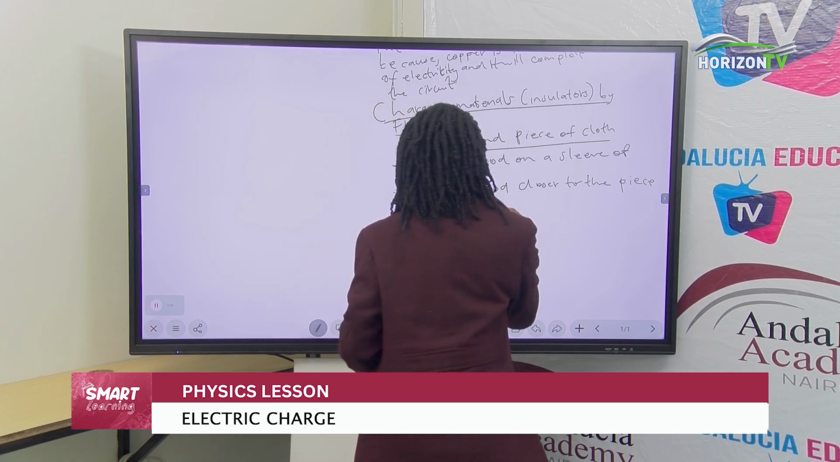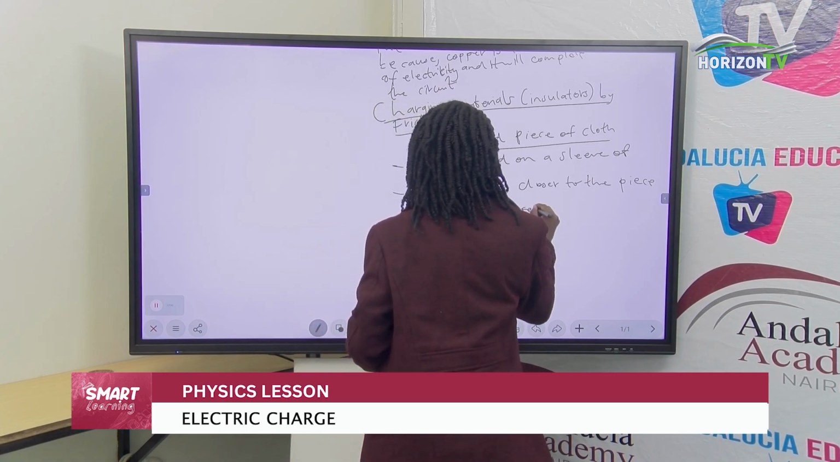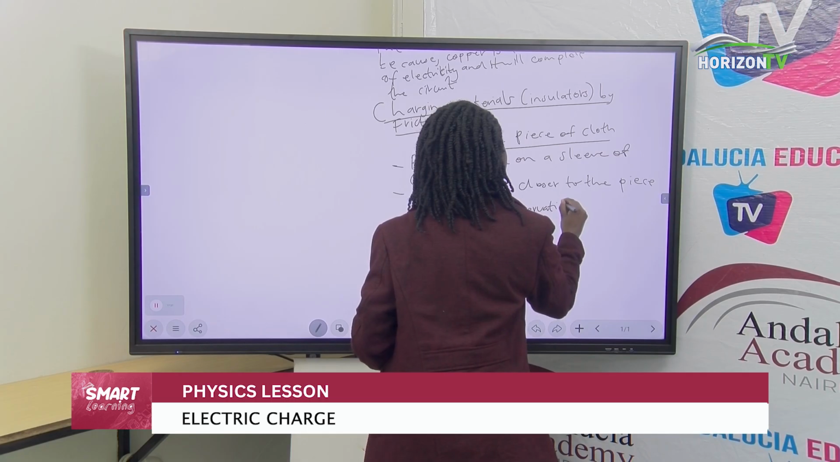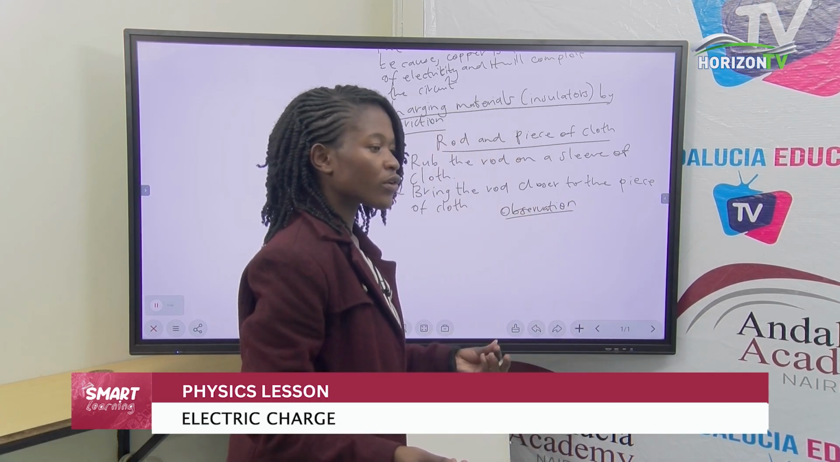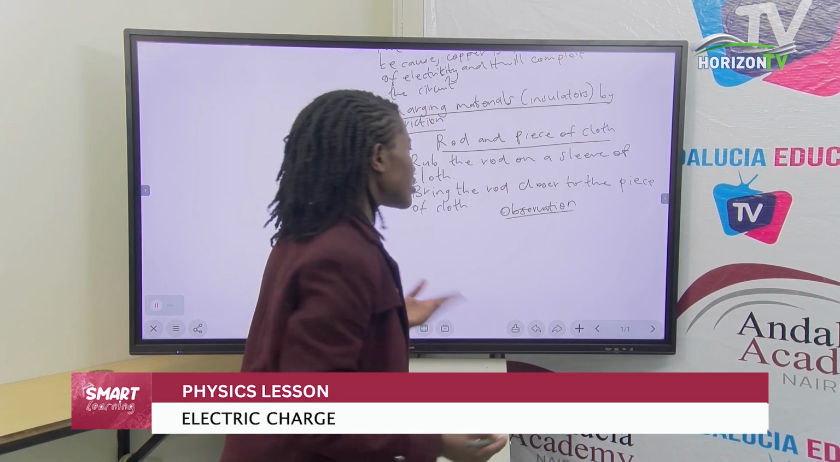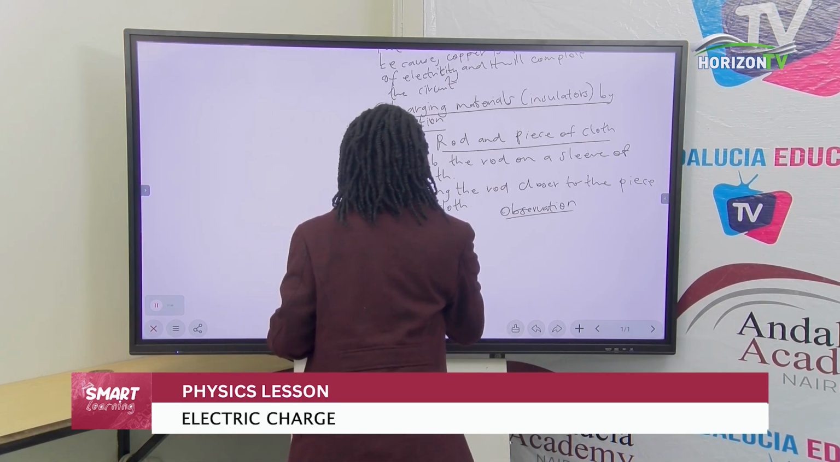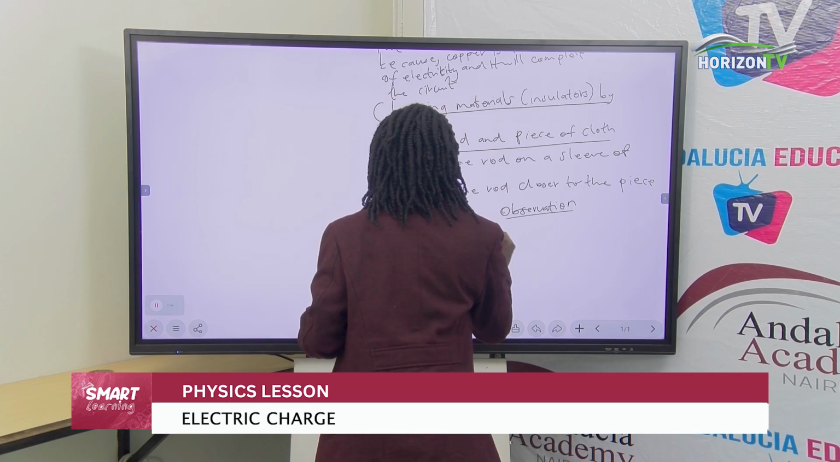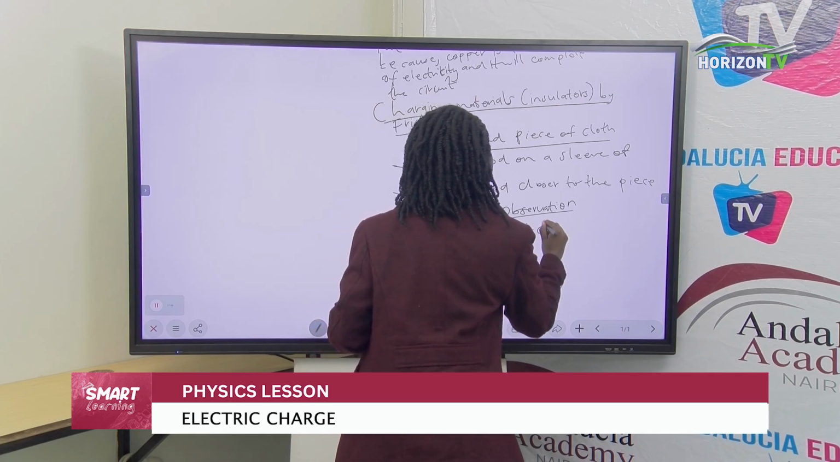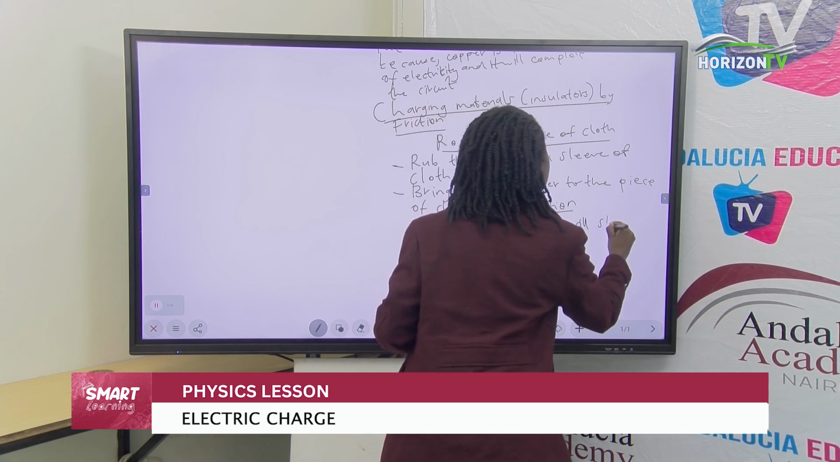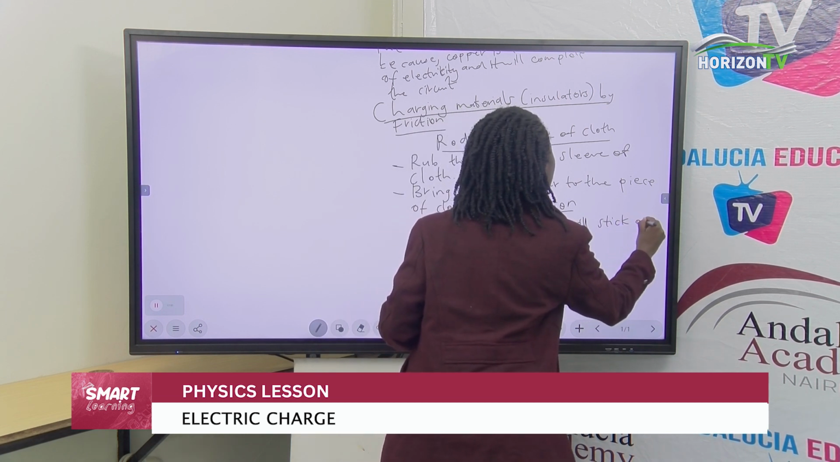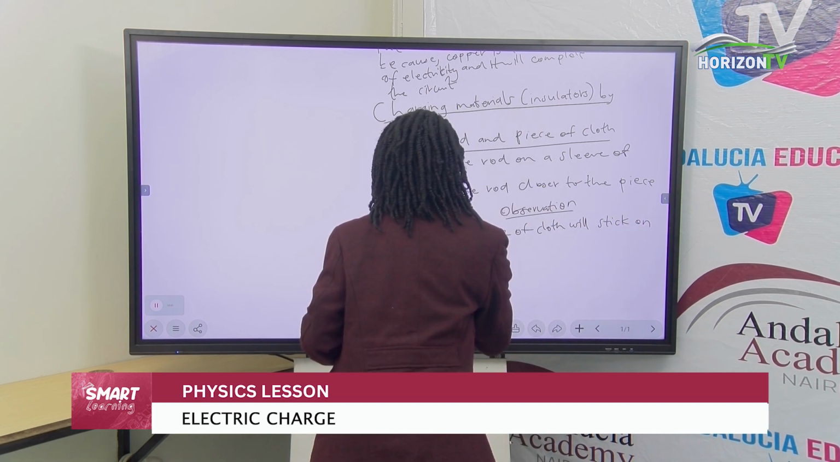Now observation. What is going to happen? You're going to realize that the cloth is going to stick on that rod. Here, the piece of cloth will stick on the what? On the rod.